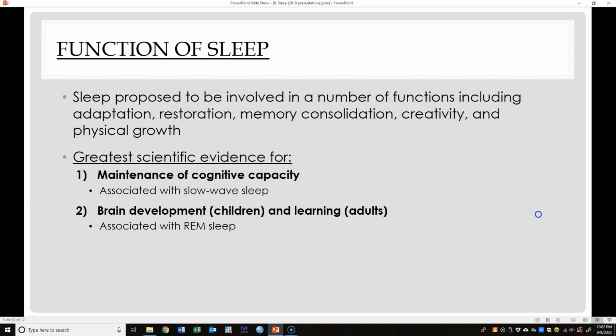Okay. We also have a good amount of evidence that sleep is important for brain development in children and learning in adults. And if general cognitive capacity is associated with slow wave sleep, it looks like REM sleep becomes important for aspects of brain development and learning. Children spend a much greater proportion of their night in REM sleep, which suggests that developmentally this could be important. In adults, if we deprive people of REM, we start to see problems with consolidating memory and retaining learned information.